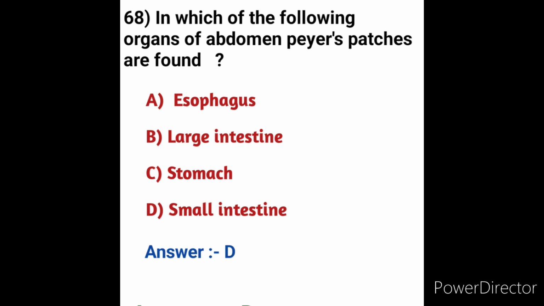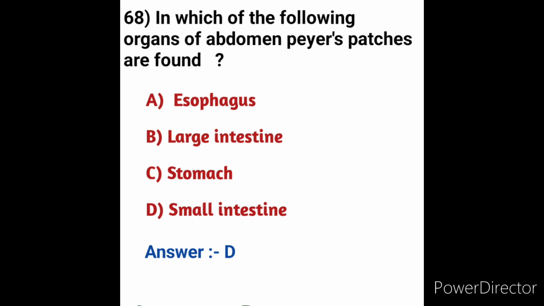The B lymphocytes reside in germinal centers of these follicles, where maturation takes place, and the parafollicular zone will be there. So here the abdominal Peyer's patches are seen in the small intestine.